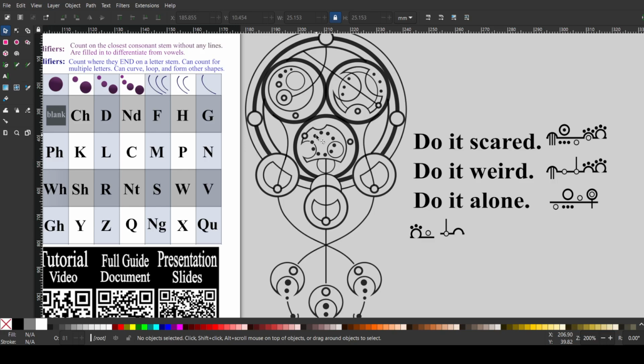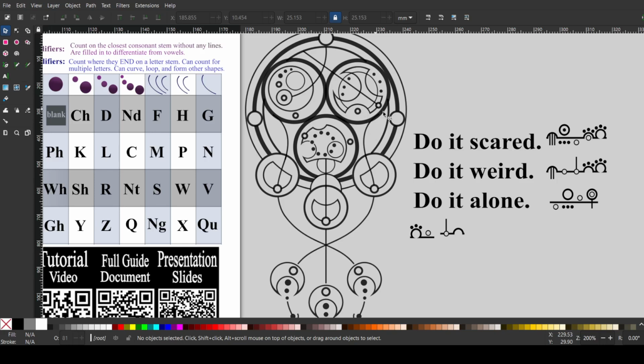And this R has 1, 2, 3 dots that are closer to it, and then last but not least we have the D with 1, 2, 3 dots. So here's the E, here's the A, so S-C-A-R-E-D, so scared. Weird, we have a shallow divot with 1, 2 lines, so similar to the S with 3 lines, but only 2 lines on the W.